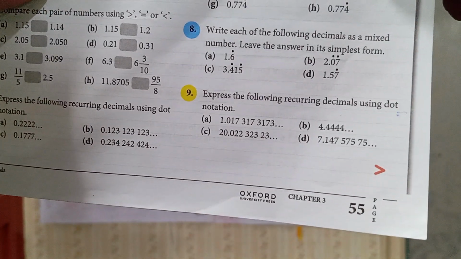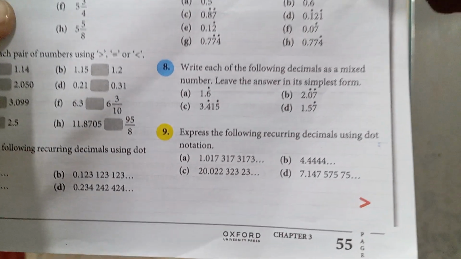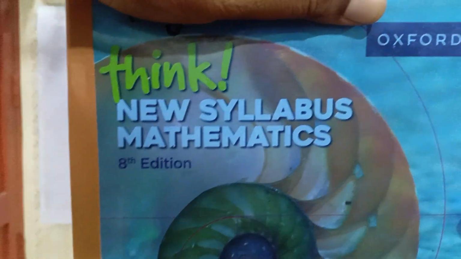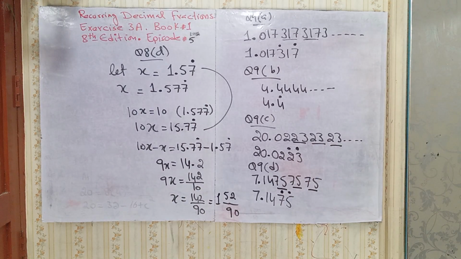And you can see here question number 9, I can show you again. The exercise we are doing is exercise 3A. And this is question number 9 we just did. And we have done question number 8 and its D part. And this is the book which I am using. You can see here, Think New Syllabus Mathematics 8th edition, and we are covering this topic from book 1. This book is the property of the Oxford University Press. The credit goes to them for the book and for the questions.